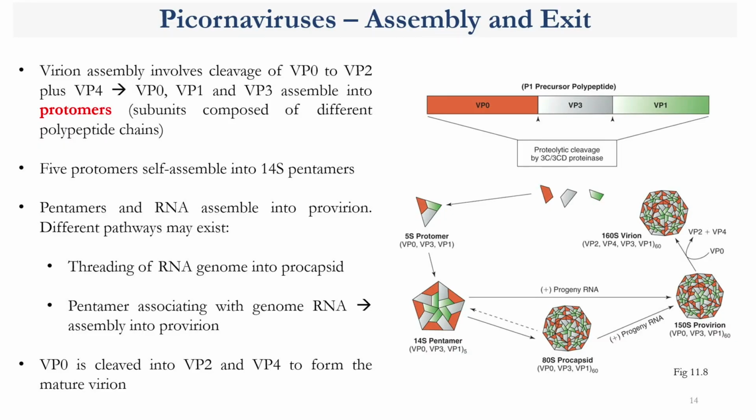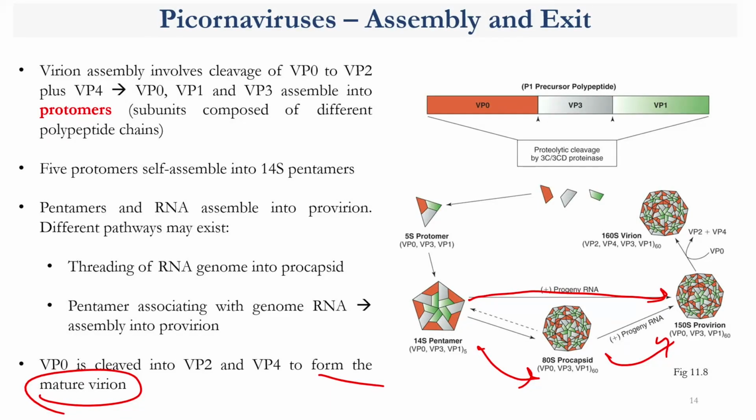So how does that processing take place? Basically, you cleave the VP0 to VP2 and VP4. So this is the last step in maturation, where you're cleaving the VP0 protein into VP2 and VP4, okay? And as a result, what you get is the mature virion, okay? Everyone clear? All right. So here's your progeny RNA getting in, your pentamer forming the procapsid, and this is the second mechanism where you can thread that in. Okay, so either one of these can work.